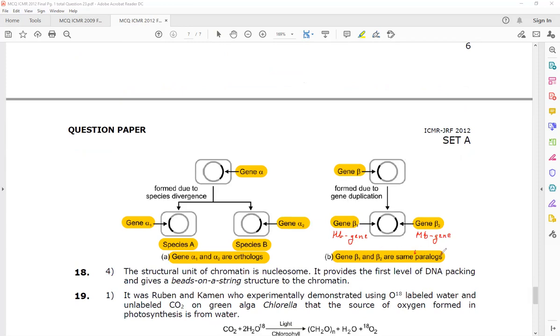Okay, because they would be present in pairs. Whereas when you look at the gene alpha 1 and gene alpha 2, this is for the hemoglobin A1, this is for the hemoglobin A2. Okay, A1 and A2. So those two genes which are present are said to be the orthologous genes.